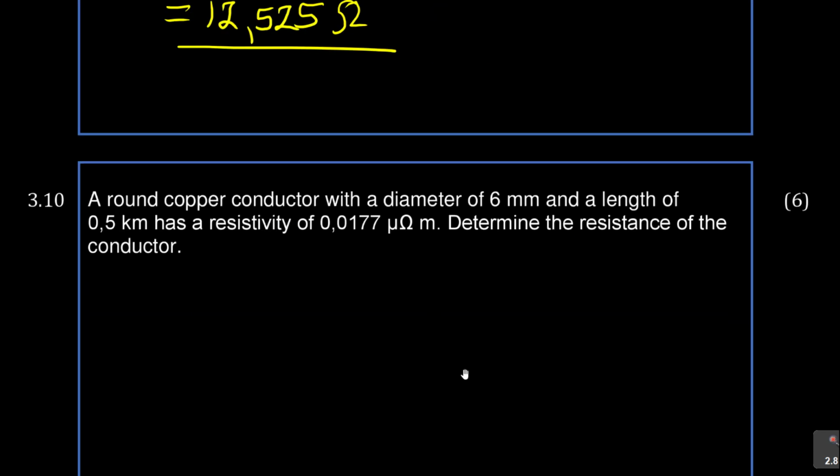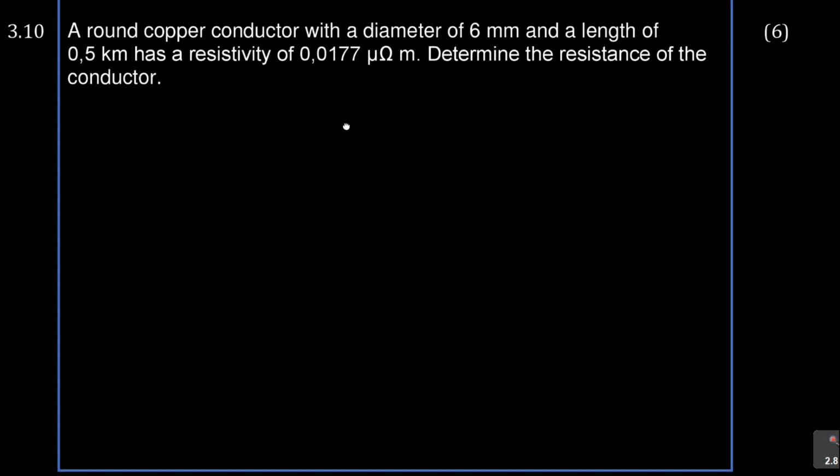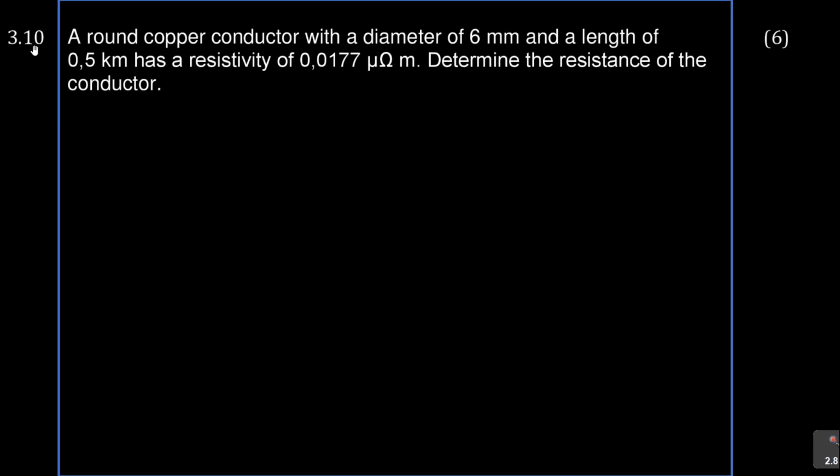Alright, next one. A round copper conductor with a diameter of this and the length of this has a resistivity of this. Determine the resistance of the conductor. Now they are also talking about the diameter here, 6 marks. The length here is in kilometers. Look at this, millimeters. Now it's kilometers. The resistivity is in ohm meter. Now determine the resistance of the conductor.